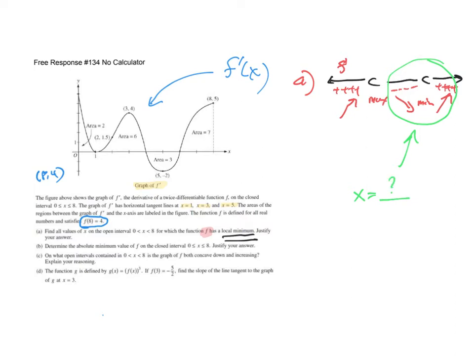If it says justify your answer, you say, hey, I looked on the graph and the derivative goes from negative to positive there. And that's why I'm saying this is a local minimum. Okay, let's get a new slide and we'll talk about letter B.